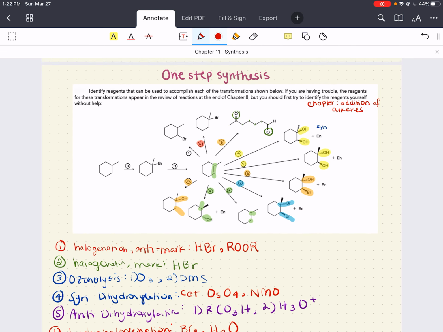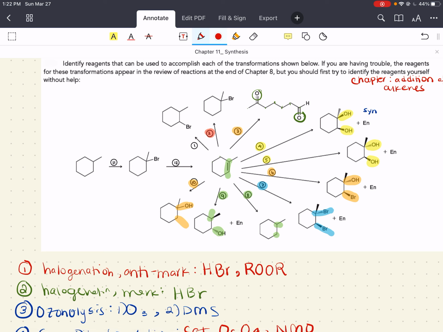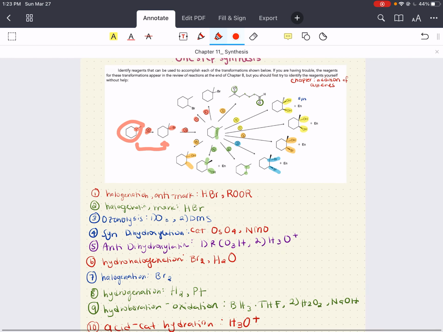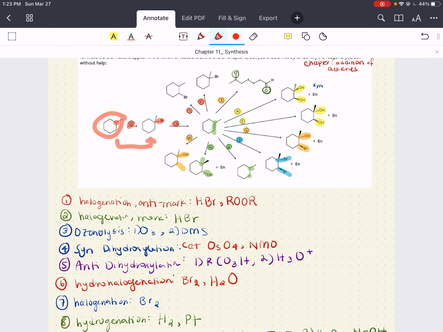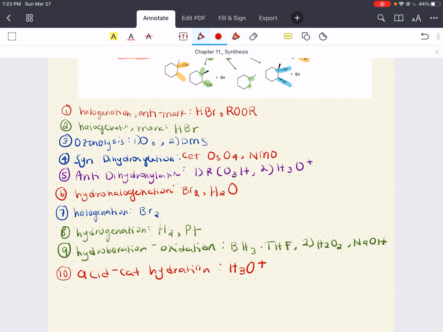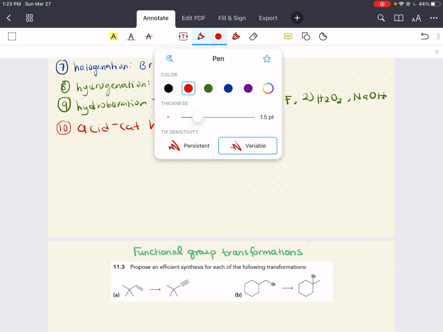Fantastic. Now, this last part here, 11 and 12. We're starting off with a ring structure that has this one methyl group, and what we want to do is add a bromine to the more substituted position. So it's going to be that position, which is tertiary. That's besides the point actually. We just want to add a halogen to this position, and we know we can do this. It's possible.